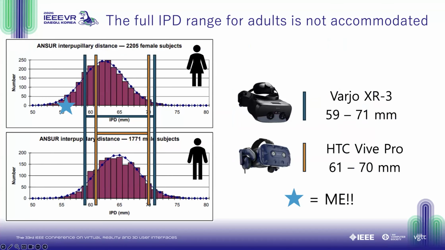And if we take a look at adult IPD in the context of IAD, we see that women's distribution of IPDs is overall less than that of men, as shown in the graphic on top here. Second, we see that the two HMDs that we're testing in the study, the HTC Vive Pro and the Varjo XR3, do not accommodate the full range of adult IPDs. And this is especially important to point out because the blue star is my IPD, which is quite small and isn't supported by either device.